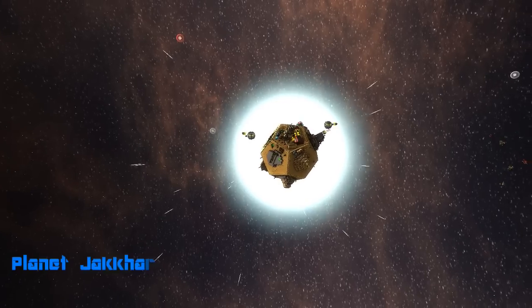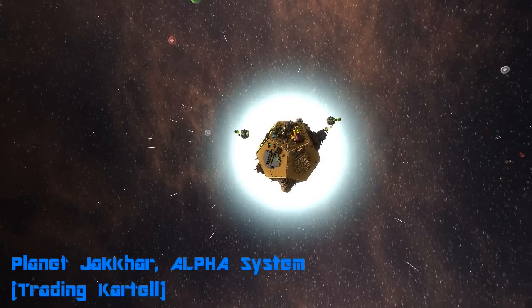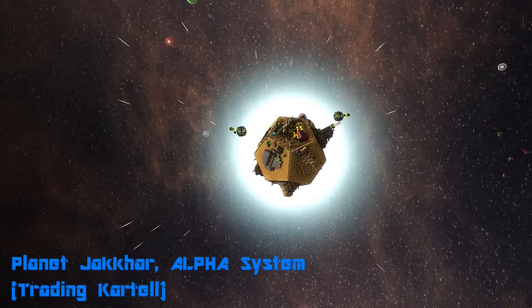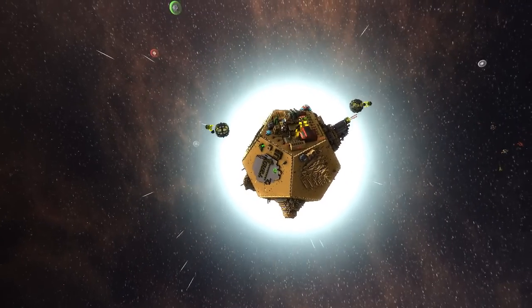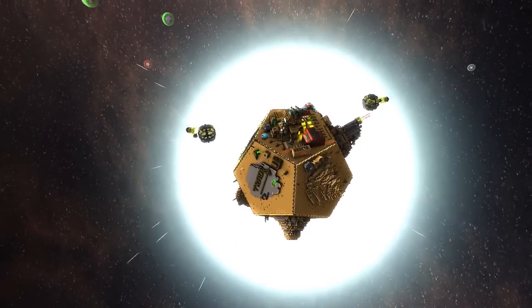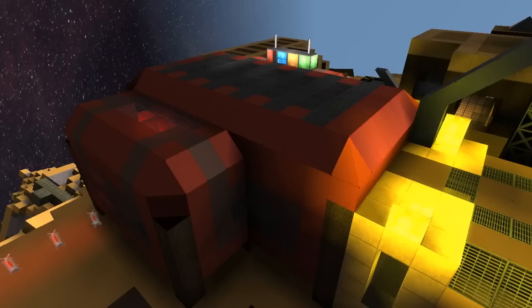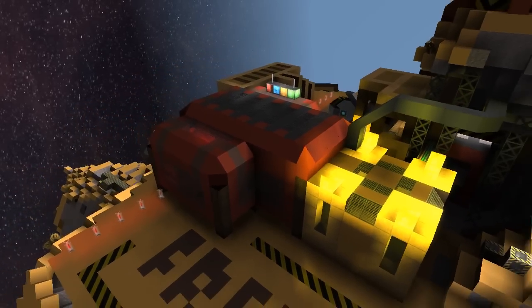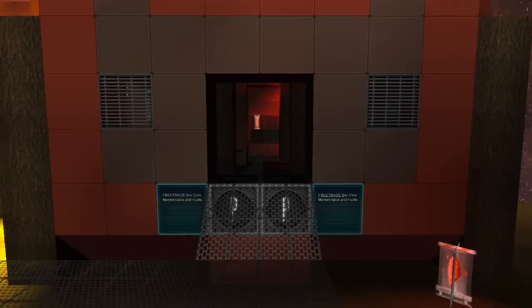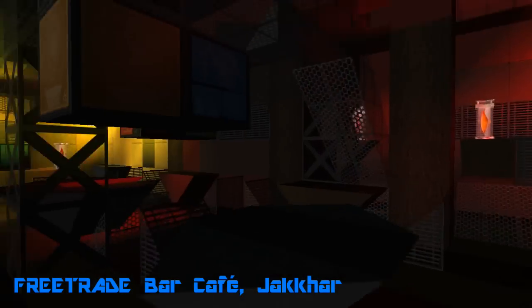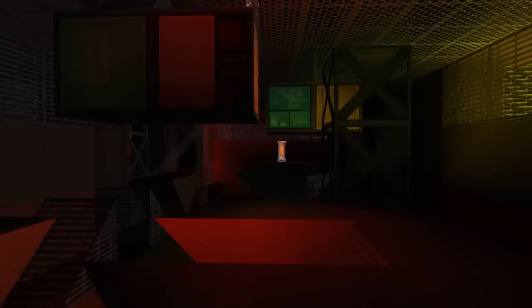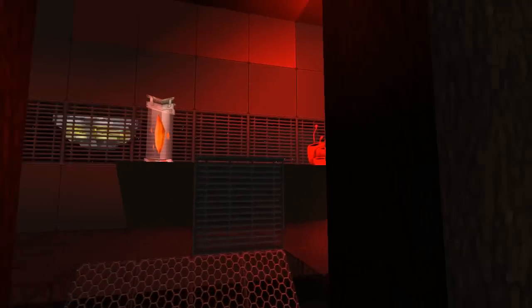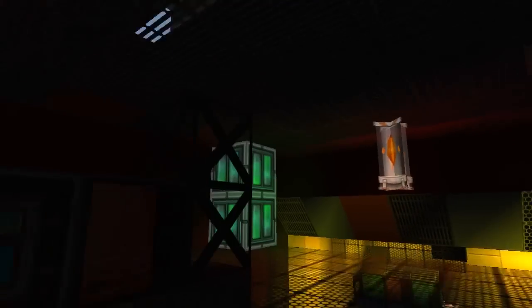This is planet Jakkhar, a small desert planet in the Alpha system. Planet Jakkhar is a trading planet and has only a few hundred inhabitants, but many come and go to trade on planet Jakkhar. The infamous FREETRADE BAR CAFÉ serves as a hub for trading, transactions and deals involving large amounts of money. With the new digital market, FREETRADE BAR CAFÉ can be described as the marketplace.